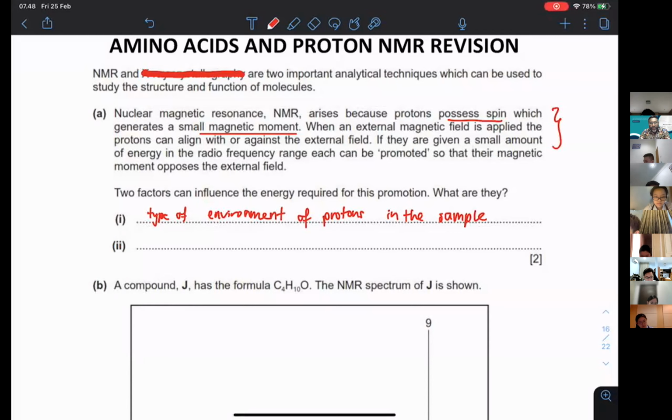Another factor is going to be the strength. Remember, if you change the strength of the external magnetic field, that is also going to affect it. These are the two main things that I can think of.